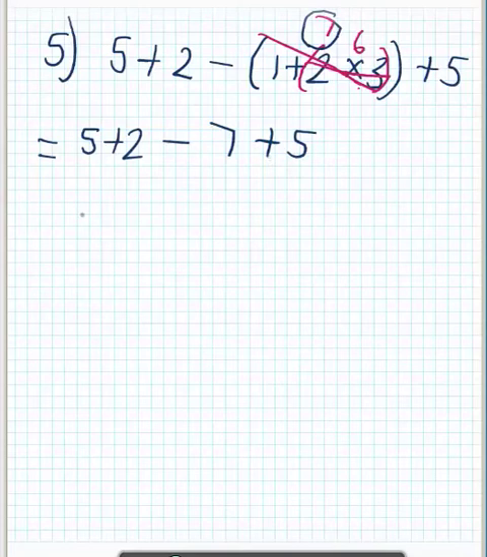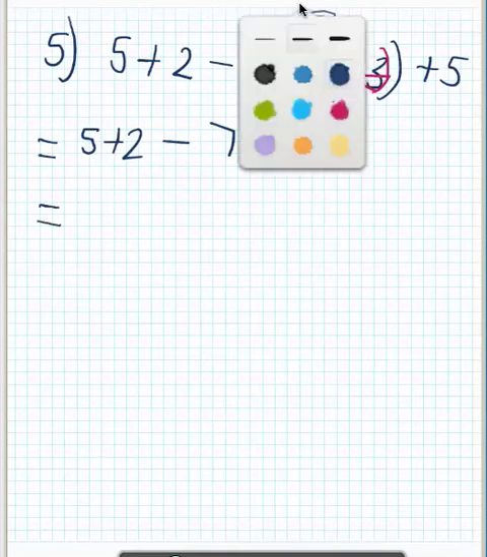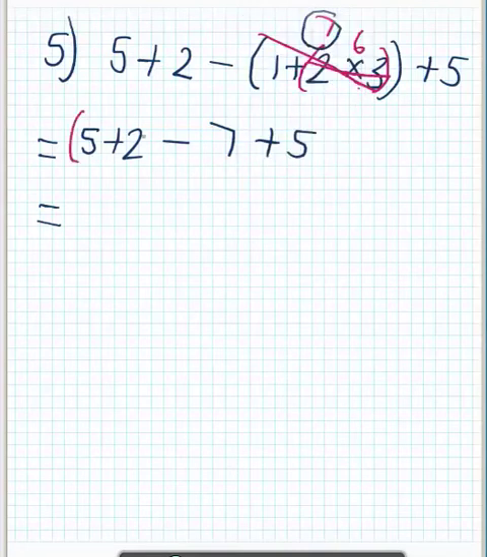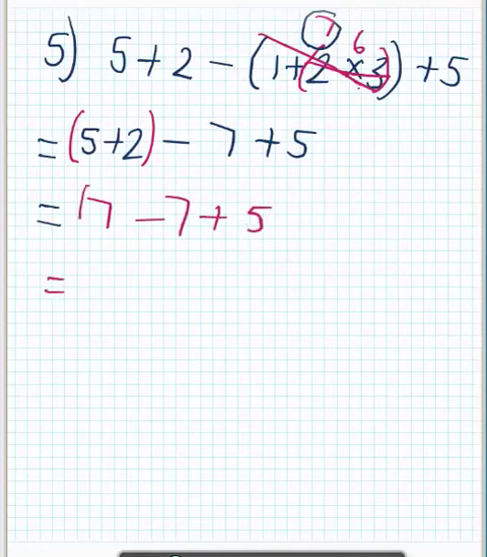They are equal operations, so I'll just work from left to right. So my next step is to go 5 plus 2, which is 7. So then I've got 7 minus 7 plus 5. My next step is 7 minus 7, which is 0 plus 5. And 0 plus 5 is just 5. So the answer is positive 5.